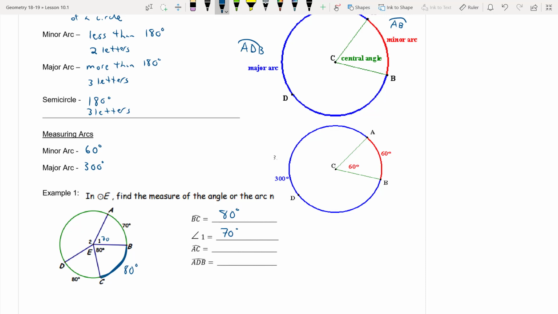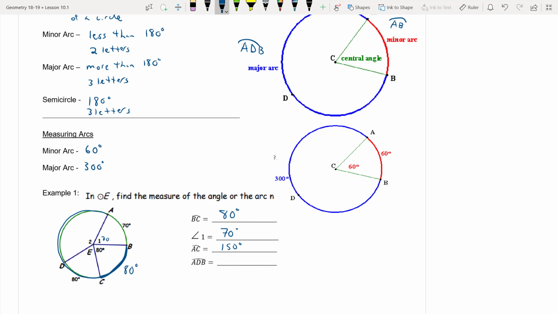Now, if we want arc AC, that goes from here all the way down to here, we just add them up. 70 and 80 gives me 150 degrees. And then my final piece that they're looking for is A to D and then all the way around to B.